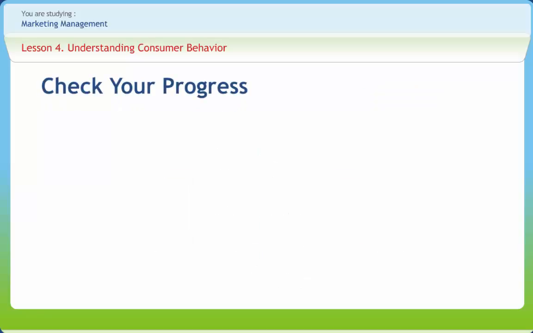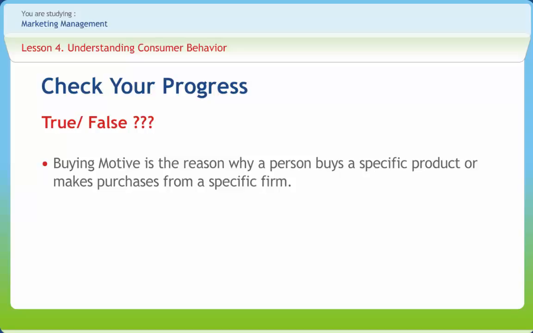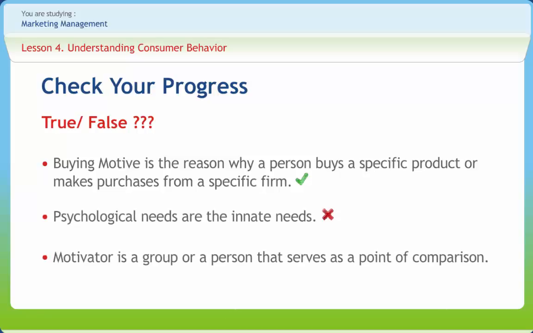Let us check if we have understood the various concepts discussed in this lesson clearly. Buying motive is the reason why a person buys a specific product or makes purchases from a specific firm. Psychological needs are the innate needs. Motivator is a group or person that serves as a point of comparison.